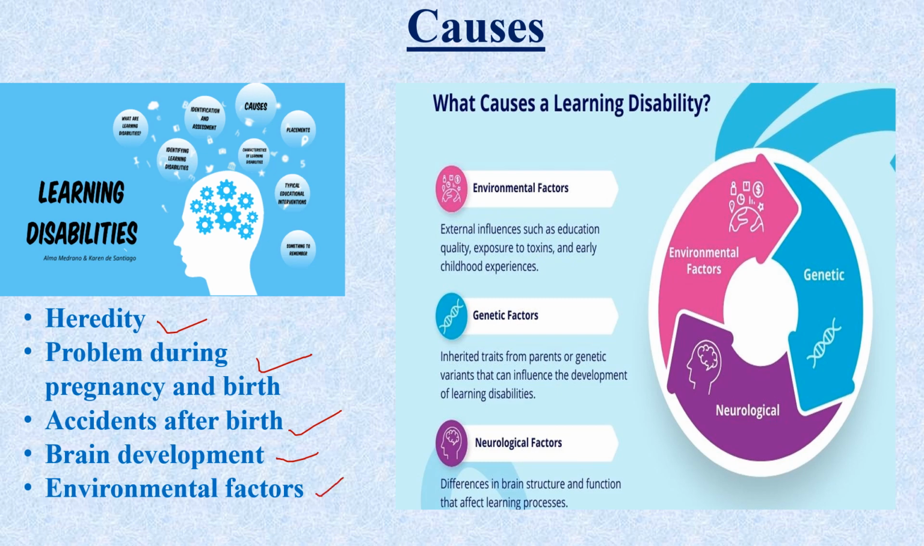In this, we can say that environmental factors also influence the development of learning disabilities. For example, exposure to toxins like lead or mercury, or any kind of nutritional deficiency, or traumatic brain injury, or when a child is growing through any kind of chronic stress, these can also contribute to learning disabilities. And this is the diagram in which we can see that there are various factors: environmental factors, genetic factors, and neurological factors, which I have already discussed.